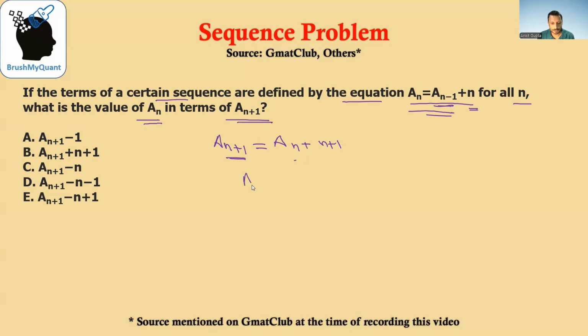So we can rearrange this to have a of n is equal to a of n plus 1. This n plus 1 will go to this side and will become negative. So minus n minus 1. So the answer will be option number D, where you have a of n plus 1 minus n minus 1.